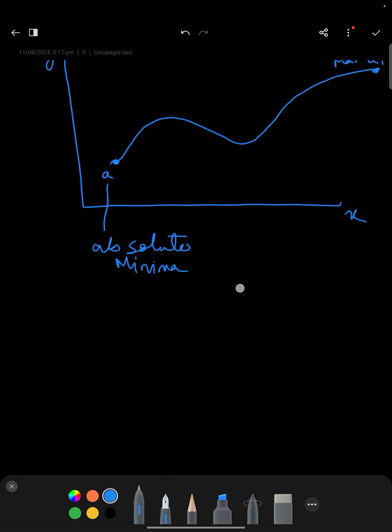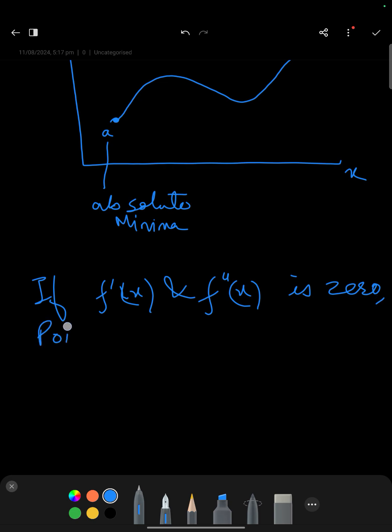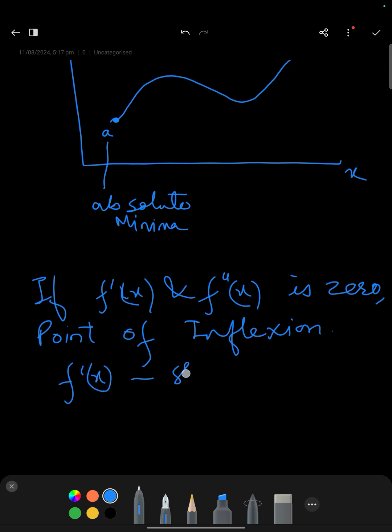Now the third one: if our first and second derivatives are both 0, what will be the condition? It will be the point of inflection. What is the point of inflection? Through the first derivative we know the slope of the curve. Through the second derivative we know the convexity or concavity of the curve.